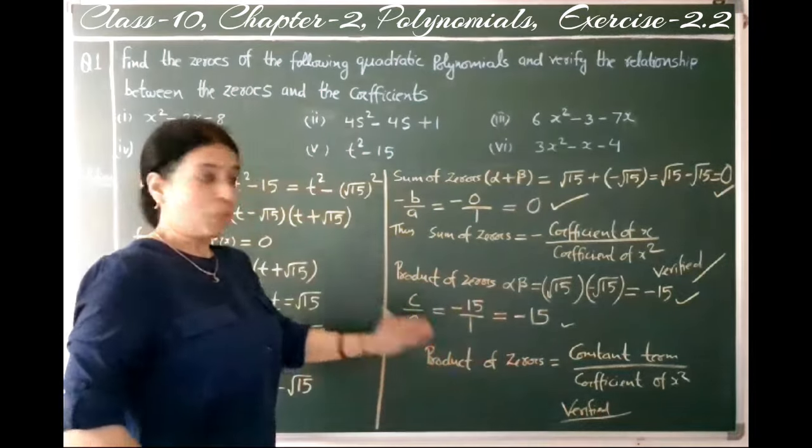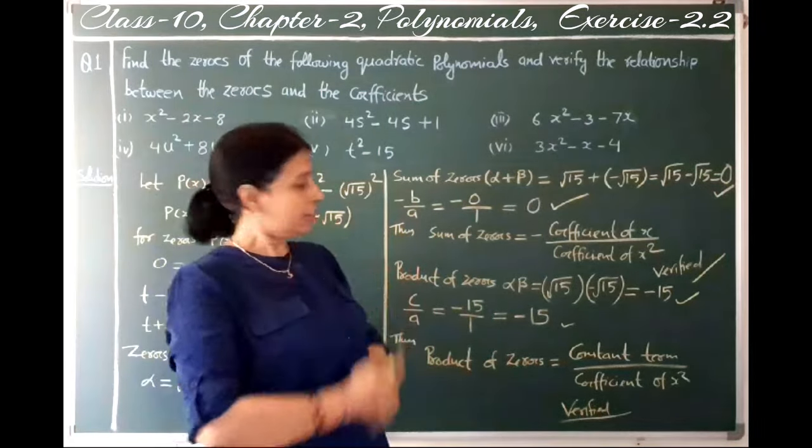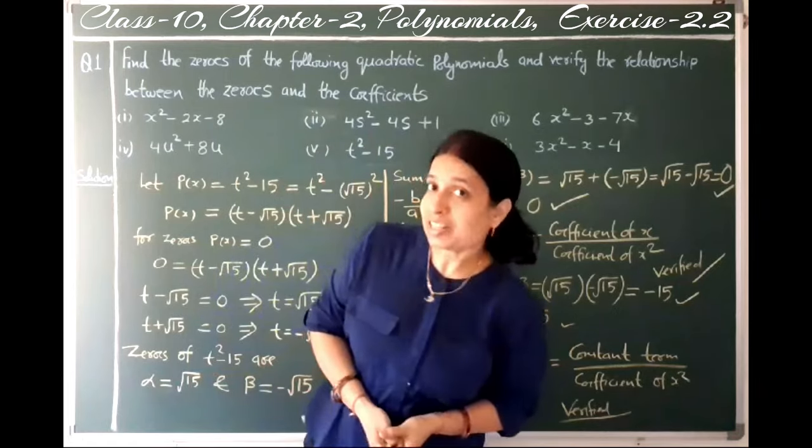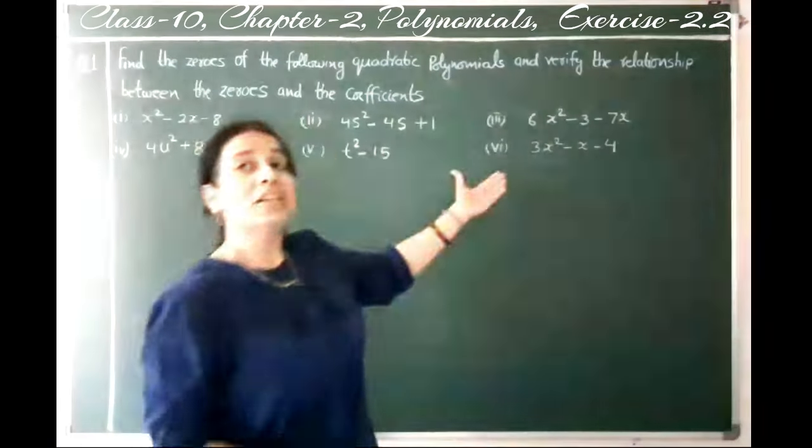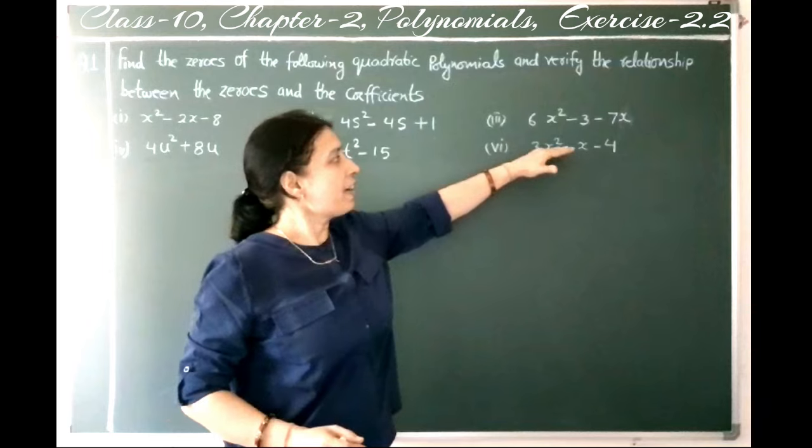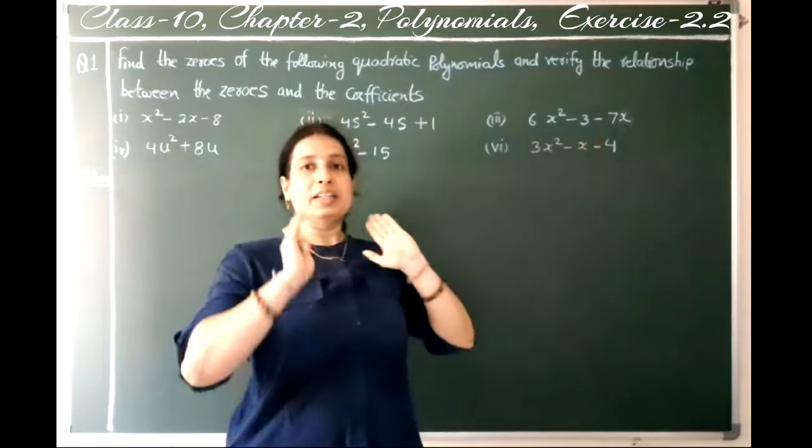So this is verified. Product of zeros is equal to constant term divided by coefficient of x square. And the next one is the sixth one. It is 3x square minus x minus 4.